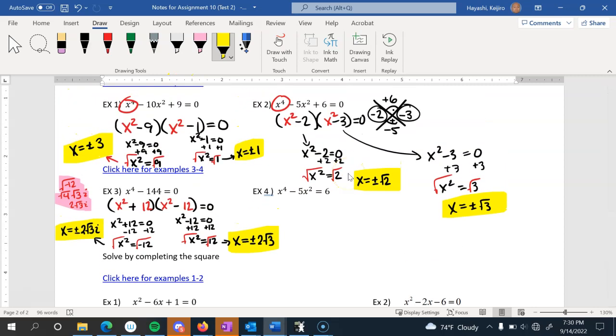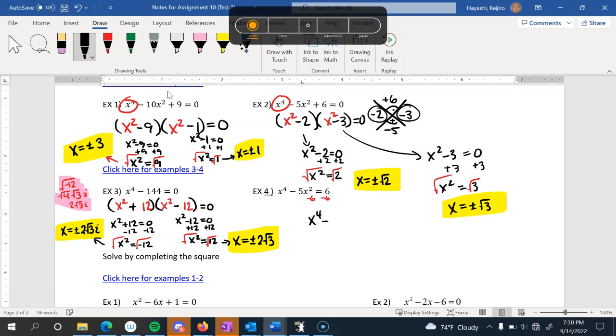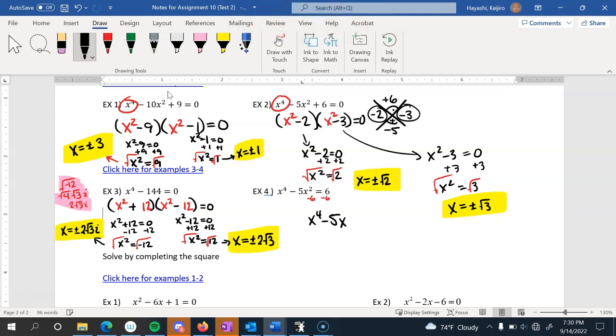Okay. So just like when we're dealing with quadratic equations, we want to make sure that it equals 0. So what do we want to do on example 4? Subtract 6 from both sides. And you'll notice that gives us something pretty similar to what we had in example 2, just with a minus 6 instead of a plus 6. Well, let's see how that changes things.